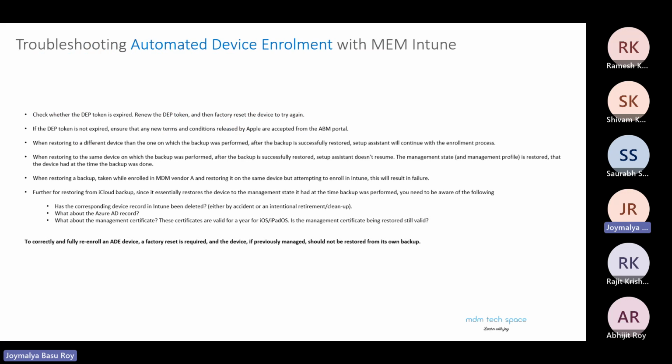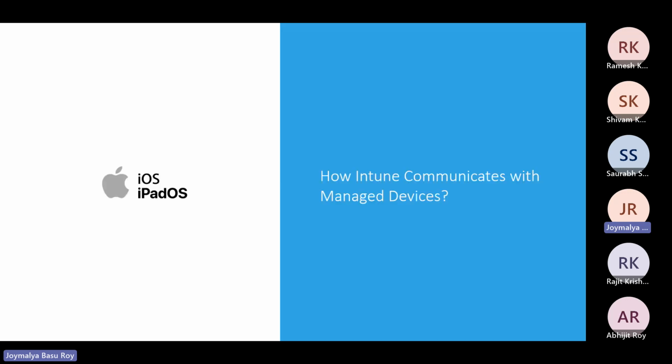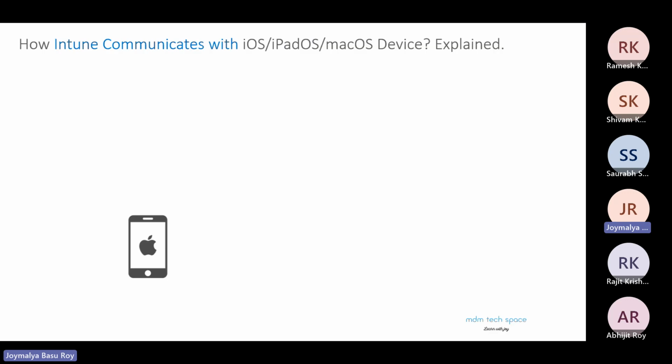Okay, so now we have seen how an Apple device gets into a managed state using both user initiated enrollment as well as automated device enrollment. The next important thing is that we configure policies, we configure compliances, we deploy applications to the devices. So how does Intune communicate with the managed device? Intune needs to apply a configuration profile. Intune needs to evaluate compliance. Intune needs to send the application. How will Intune do that?